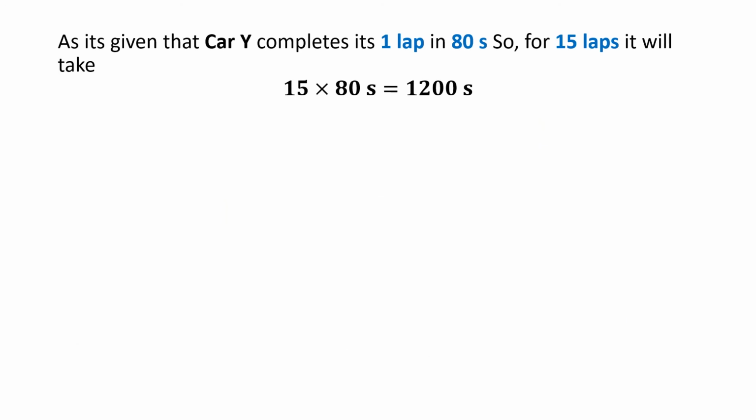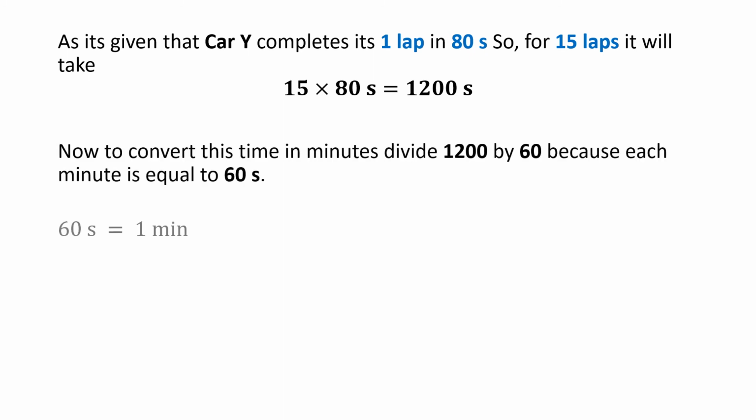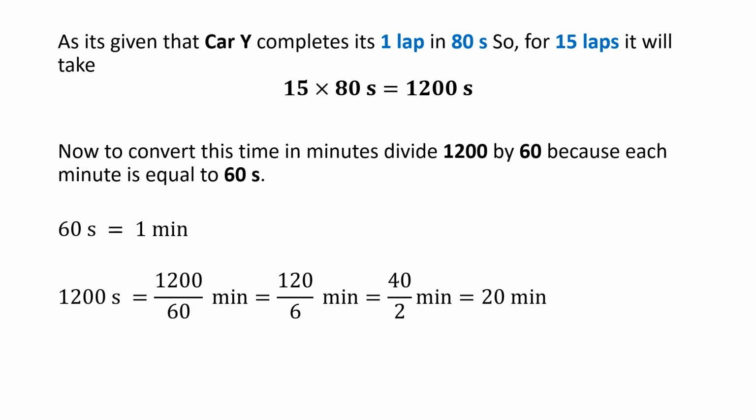As it is given that car Y completes 1 lap in 80 seconds, for 15 laps it will take 15 multiplied by 80 seconds, that is equal to 1200 seconds. So now we know that car Y is 5 laps ahead of car X after 1200 seconds, but we require the answer in minutes, so we will convert 1200 seconds into minutes.